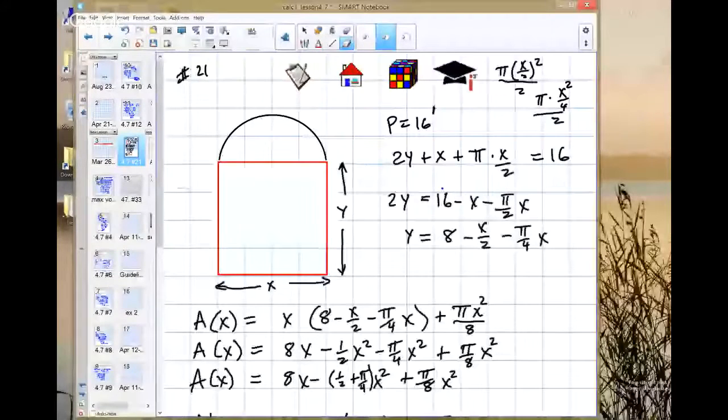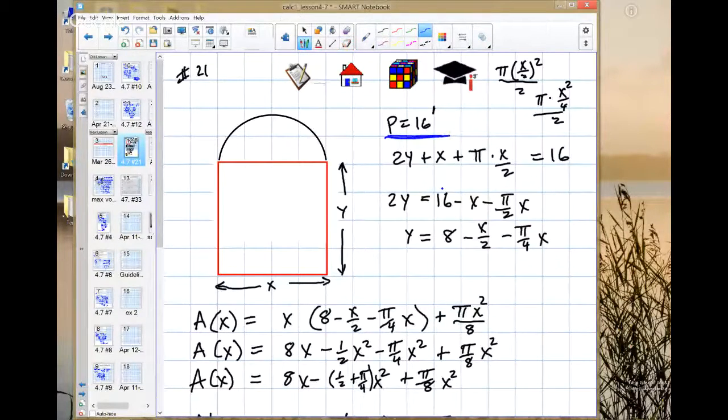So here's my picture of the Norman window. I've got the rectangle in red and the semicircle has a black border to it. The book told us this horizontal dimension here was X, and they told us to call this other rectangular value Y. And then, of course, this is what they told us. They said the perimeter is 16 feet. So I wrote that on the top.